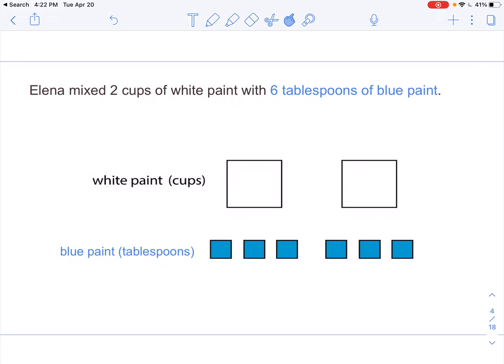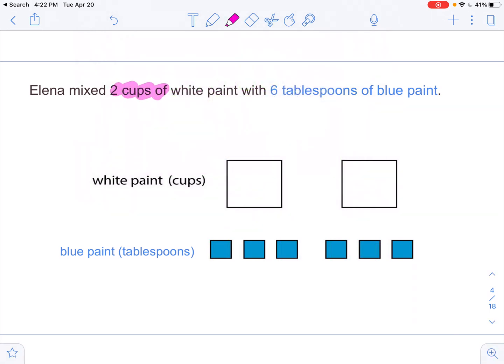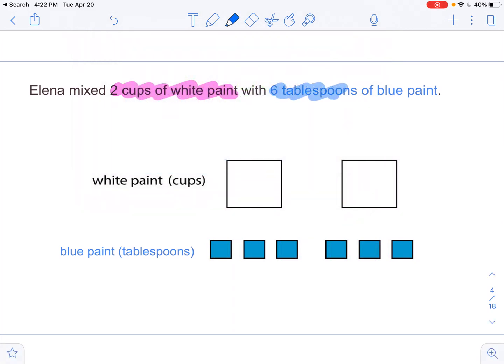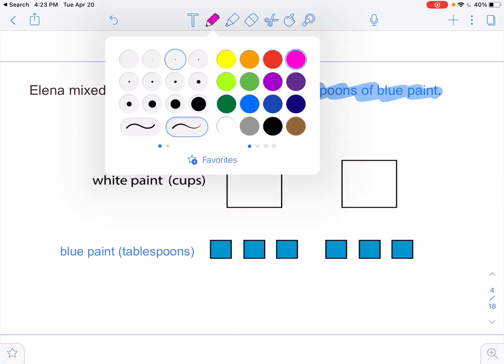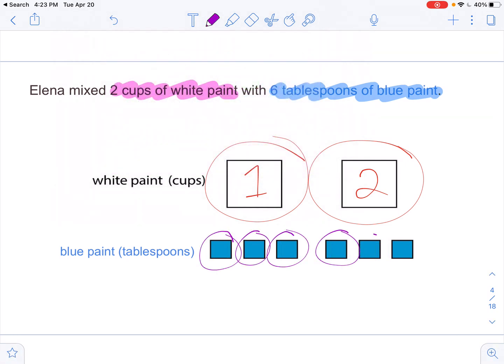Okay. Today, Elena is mixing paint. Specifically, she's mixing 2 cups of white paint with 6 tablespoons of blue paint. Down below is a picture of what she did. So up on top, there are 1, 2 cups. And on the bottom, there are 1, 2, 3, 4, 5, 6 tablespoons.